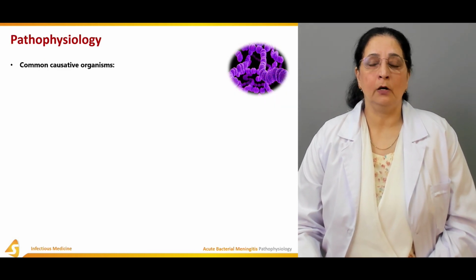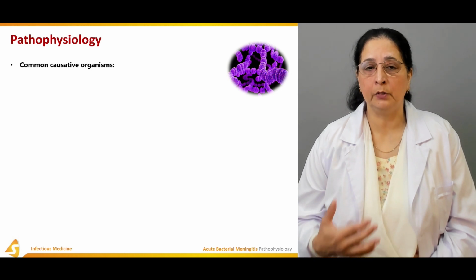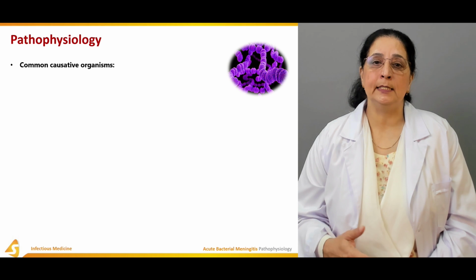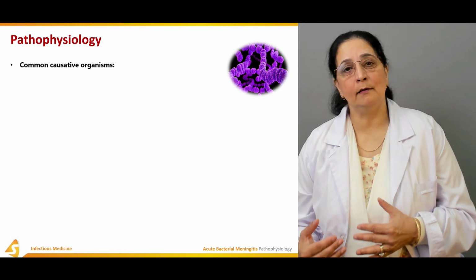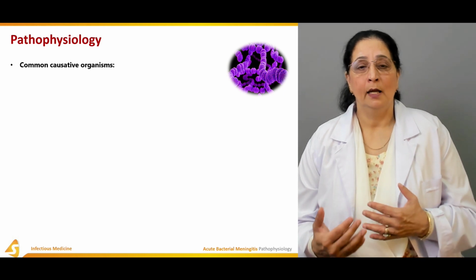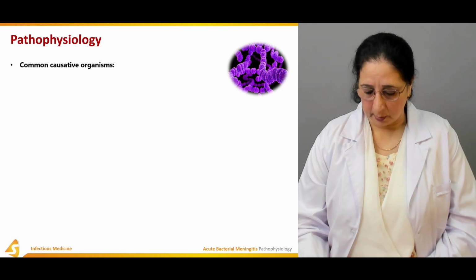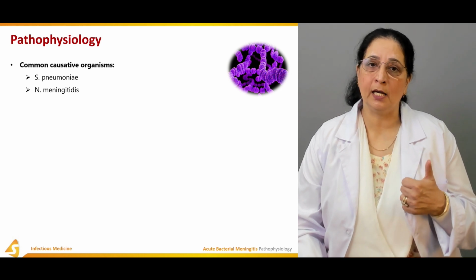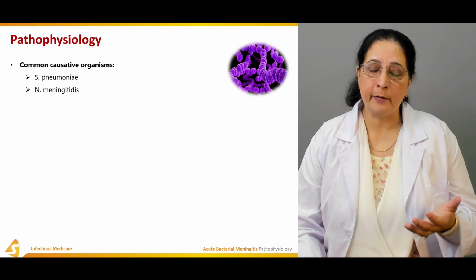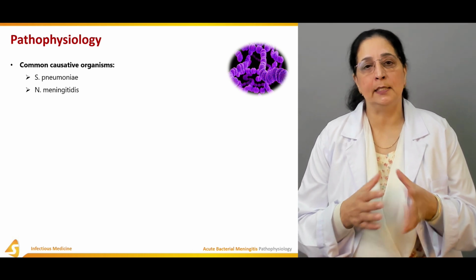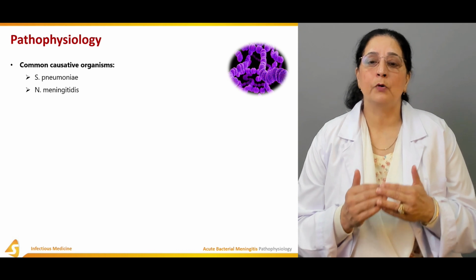The pathophysiology of acute bacterial meningitis. The common causative organisms, we already talked about in detail, and Streptococcus pneumoniae is the most common. Then we have Neisseria meningitidis, then we have Listeria, and then the Staphylococci. Different microorganisms can cause meningitis. So among the common causative organisms, we have Streptococcus pneumoniae, which is about 50% of the cases. Then we have Neisseria, which is about 25% of the cases. So about 75% of the cases are because of these two microorganisms.